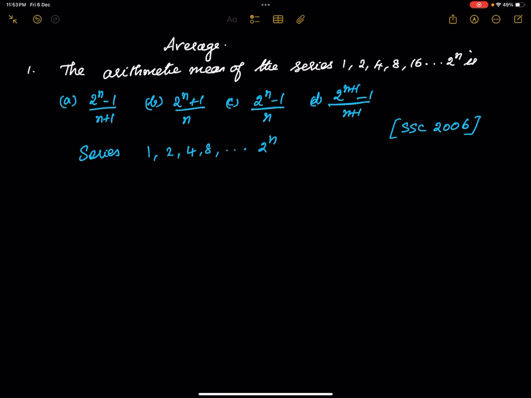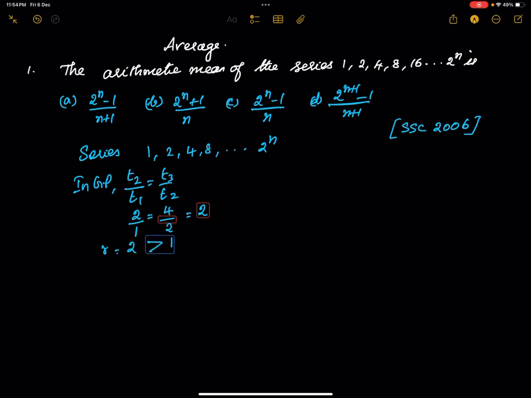Now, this is a geometric series. How? What is the first term? 1. What is the second term? 2. So, in a geometric series, in GP, T2 by T1 is equal to T3 by T2. Okay, let us see. What is T1? 1. T2 is the second term, so 2 over 1. What is the third term? 4. So, 4 over 2. Both are the same only. Am I right?